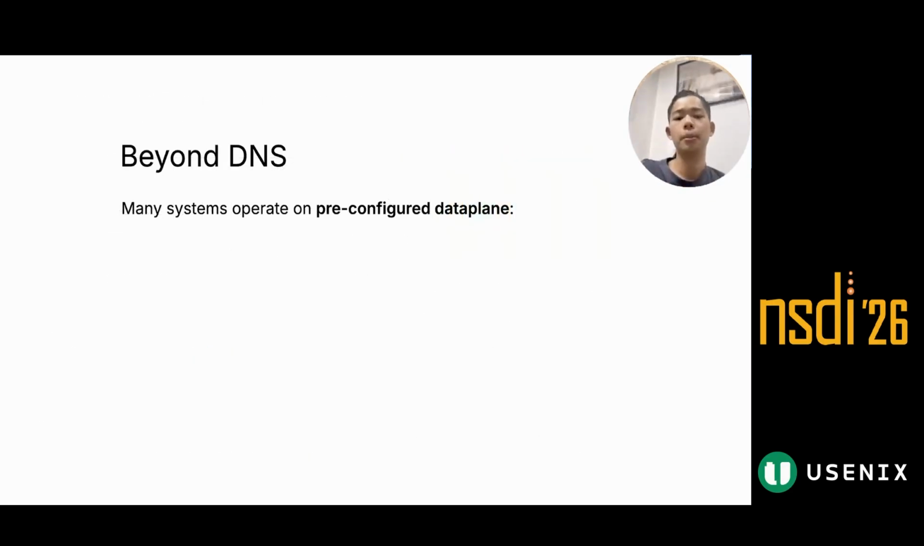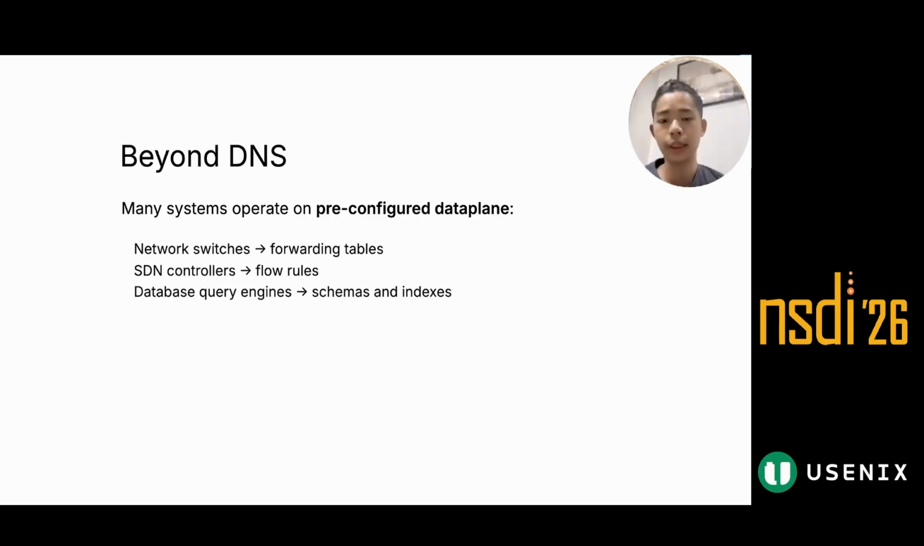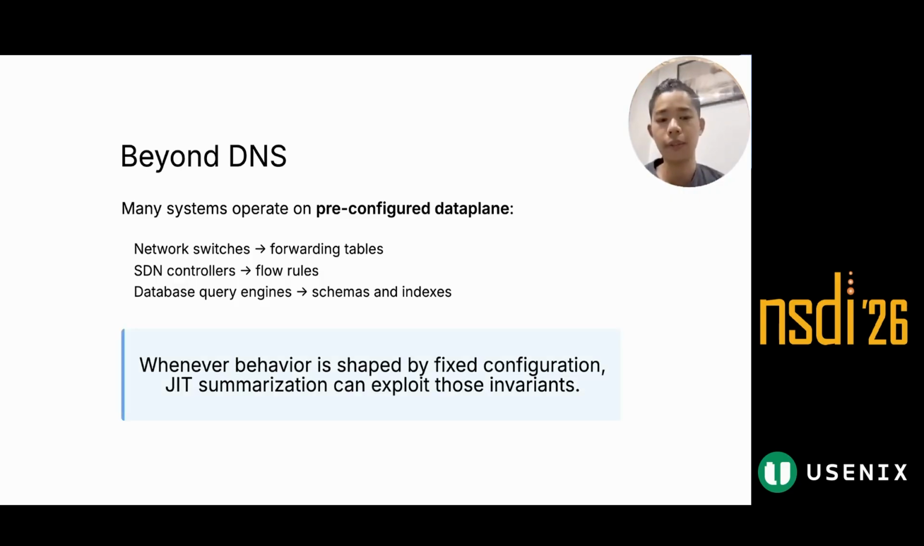Now, stepping back, we believe the core idea of Iceberg actually extends beyond DNS. Many systems operate on pre-configured data. Network switches have forwarding tables, SDN controllers have flow tables, and database query engines have schemas and indexes. Generally speaking, whenever a system's behavior is shaped by such fixed configuration, JIT summarization can exploit those invariants to make verification tractable.